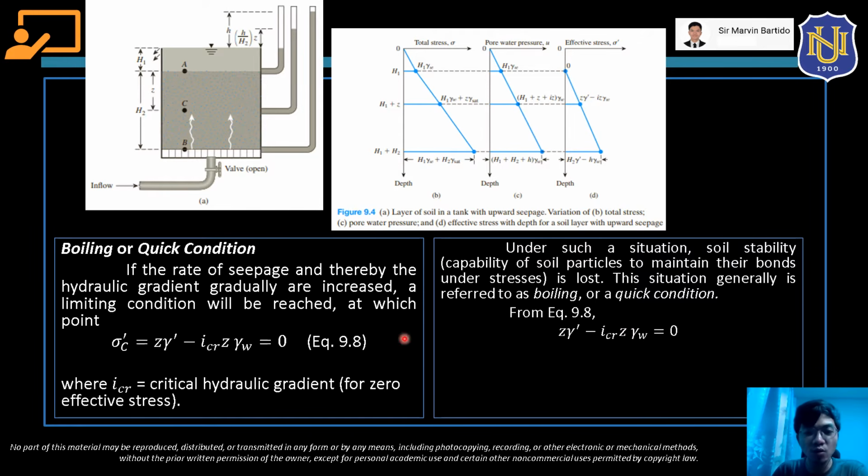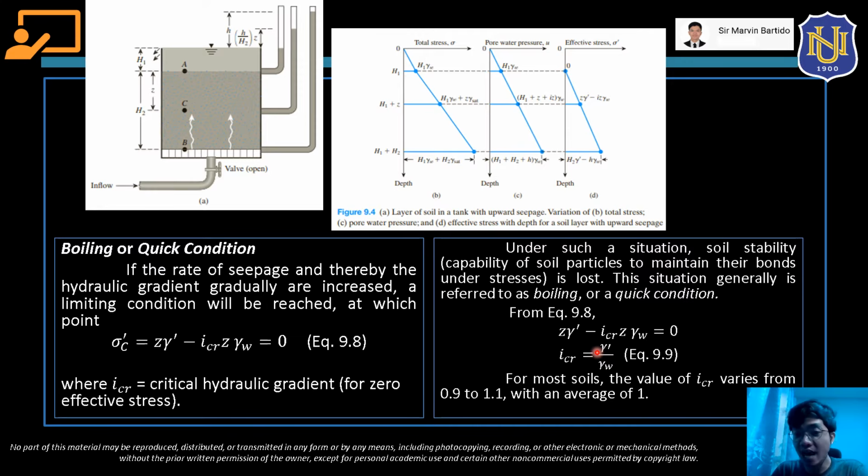So, class, mula dun sa equation 9.8 natin, ito yon. Kapag kinuha natin yung hydraulic gradient na critical dyan, ito yon, yung i sub CR. So, i-transpose lang natin ito. Tapos, yung z makakancel, no? So, what happens kapag sinolve mo yung i sub CR, that will be gamma prime over gamma water. Tama? So, ito ngayon, class, yung pagkuha natin nung tinatawag natin na critical hydraulic gradient. So, for most soil, the value of the critical hydraulic gradient varies from 0.9 to 1.1 with an average of 1. Alright.